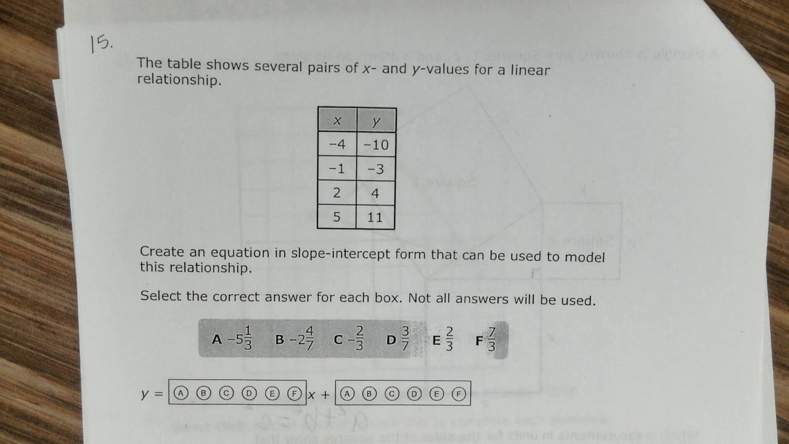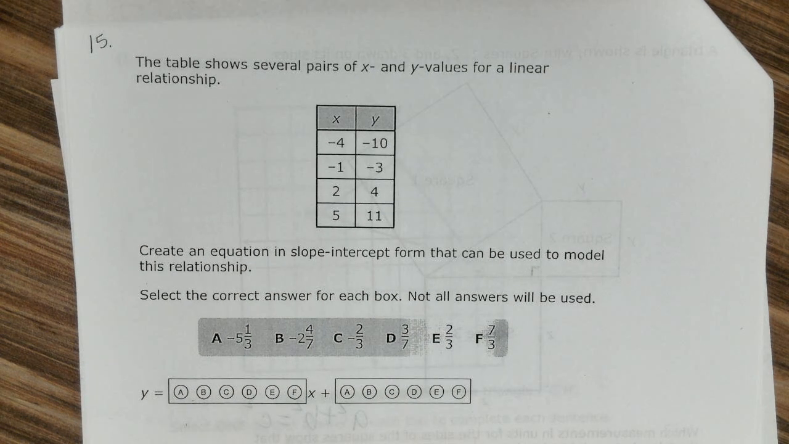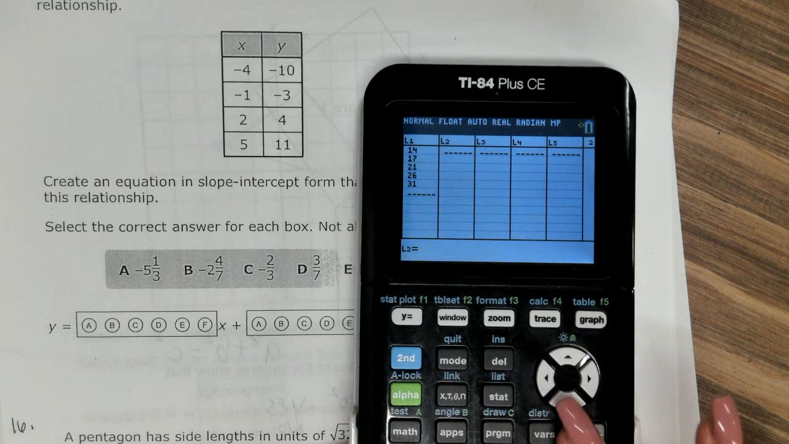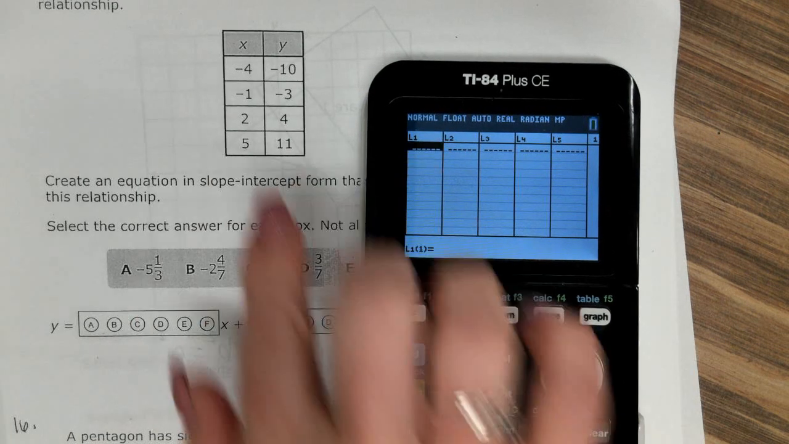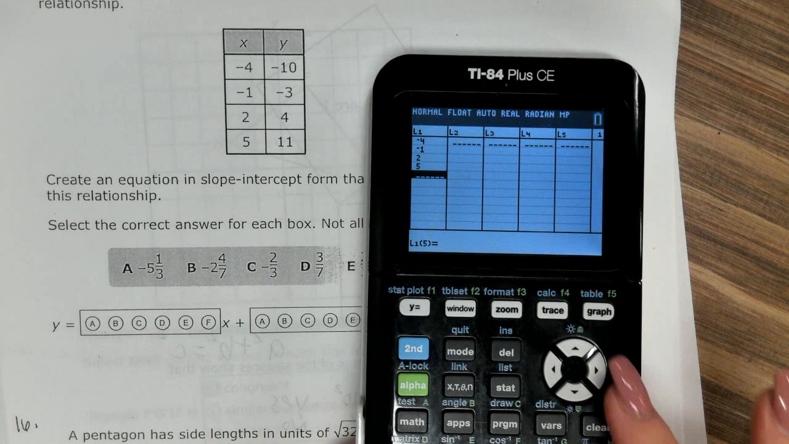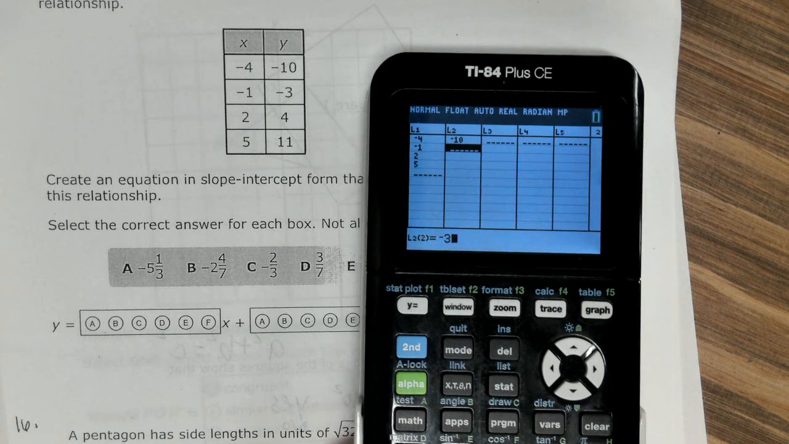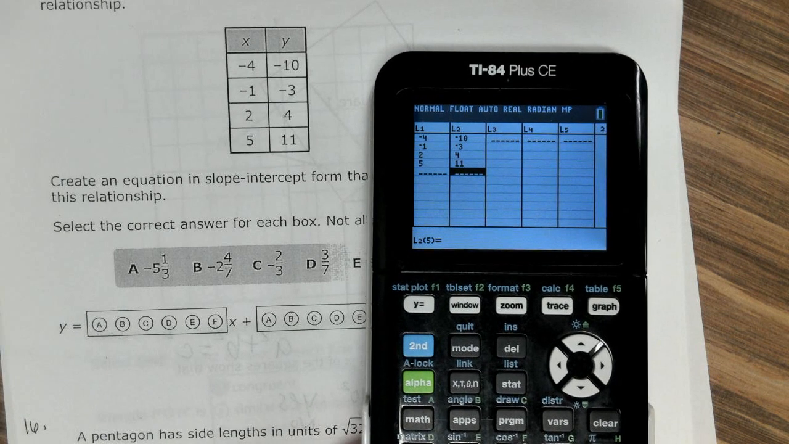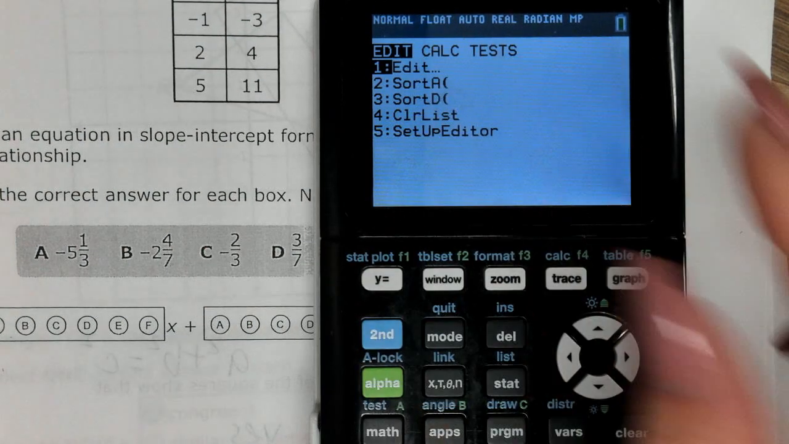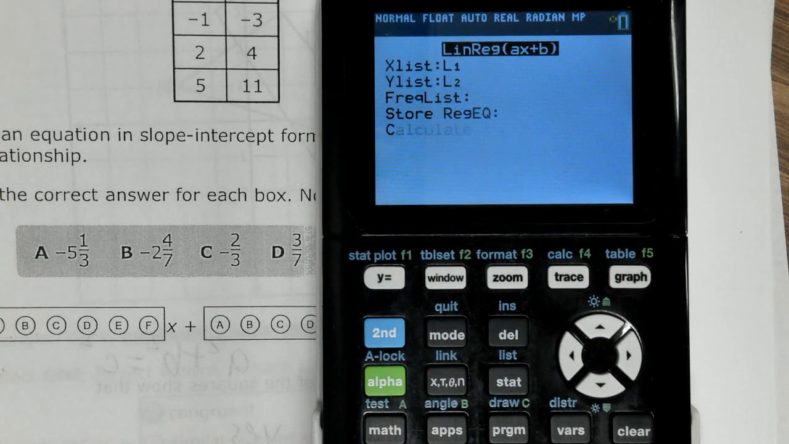Number 15. The table shows several pairs of x and y values for a linear relationship. Create an equation. Guys, where do we write equations in our calculator? In stat. So I'm just going to go to stat, edit. I need to delete my list. And I'm going to type in x's in L1. And I'm going to type the y's in L2. Now where do I go? Stat, calc, and we need it to be linear, so option 4.